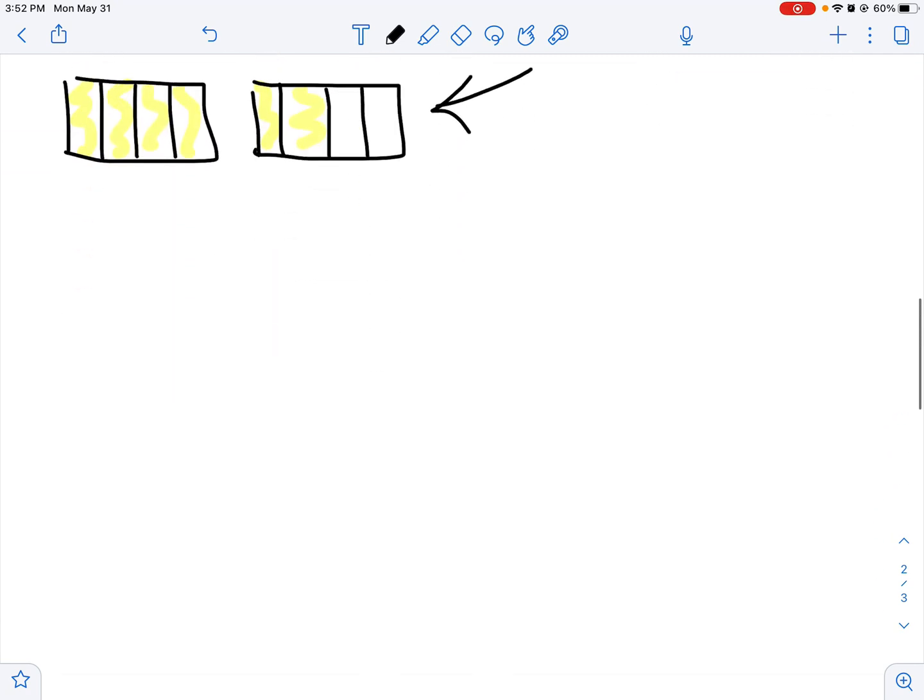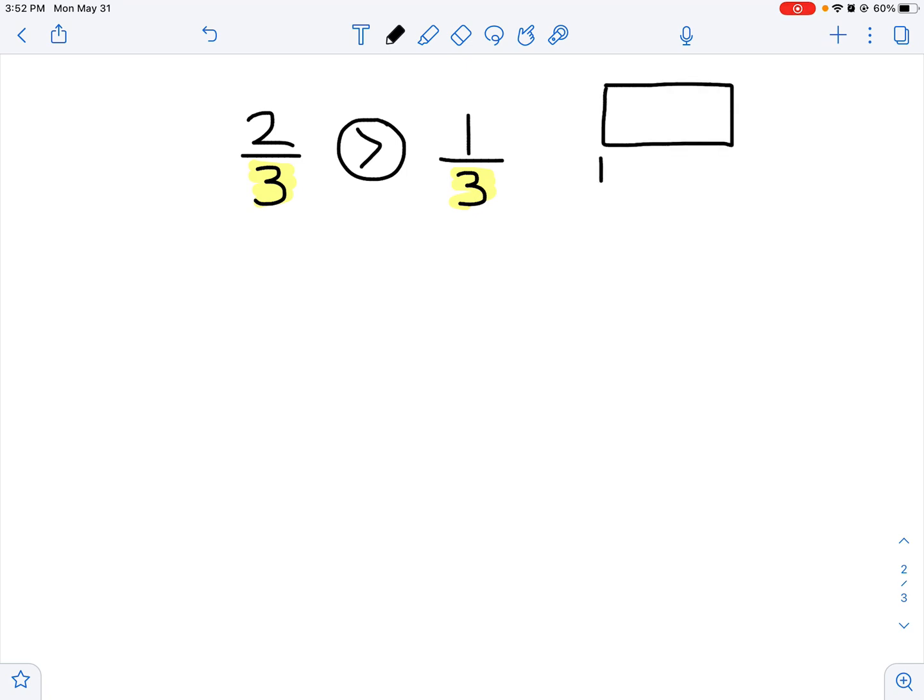Okay? When we're asked to compare fractions, like 2/3 compared to 1/3, if they have the same denominator, you can just look at your numerator, and whichever numerator is larger, you know that's the larger fraction. So 2/3, if I draw it out, I can compare as well. 2/3 is clearly going to be larger than 1/3.